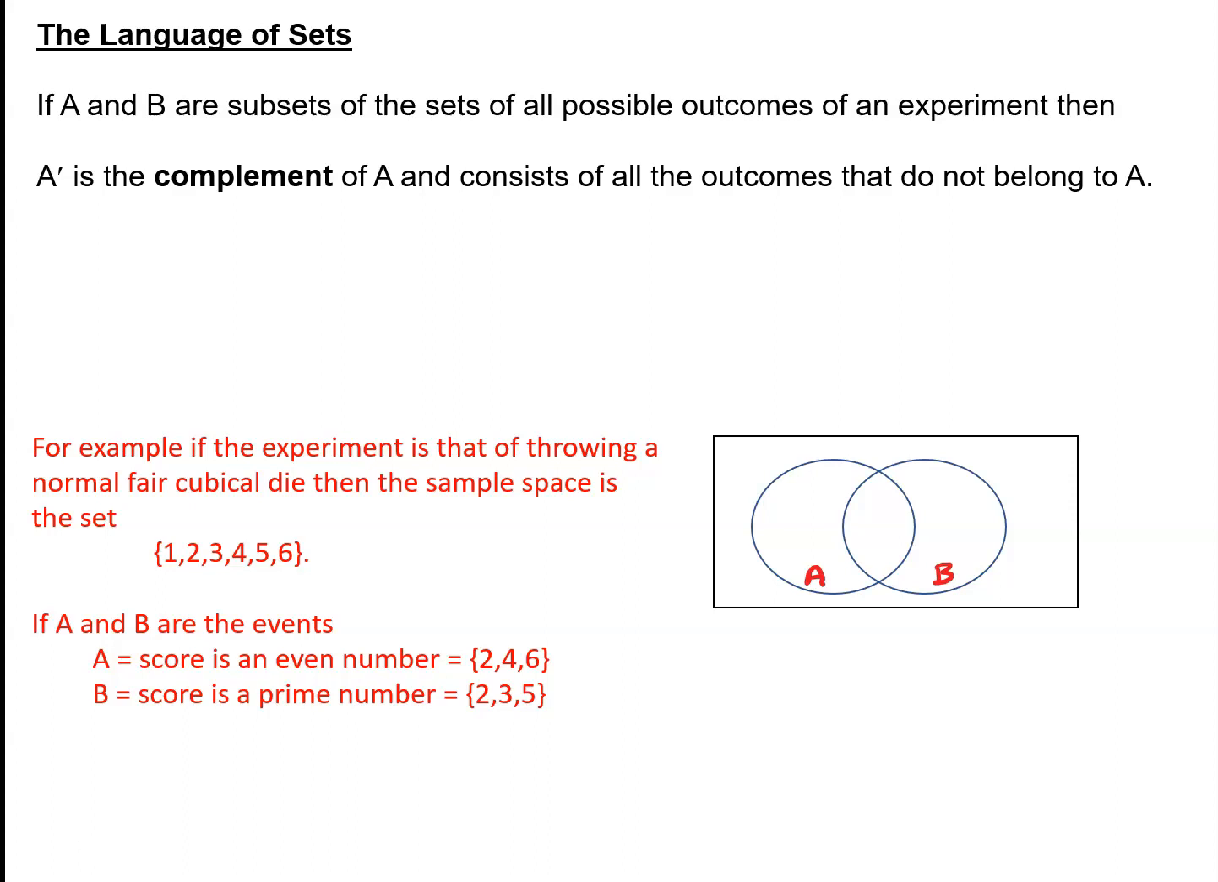The number 1 isn't in A or in B, so it goes outside the two circles. The number 2 is both in A and in B, so it goes in that area in the middle of the two circles. The number 3 is in B but not in A. The number 4 is in A but not in B. The number 5 is in B but not in A. And the number 6 is in A but not in B. So there's my Venn diagram showing the sample space.